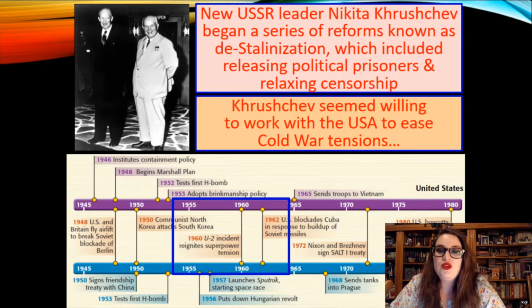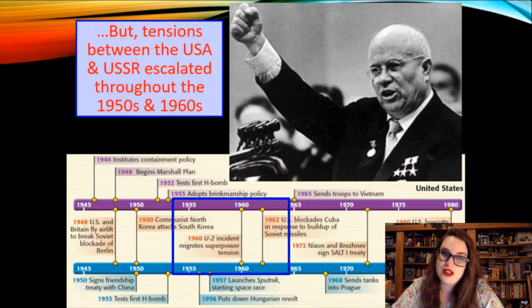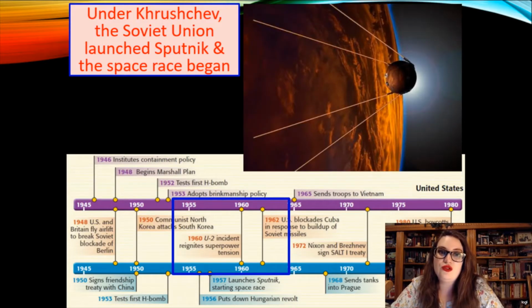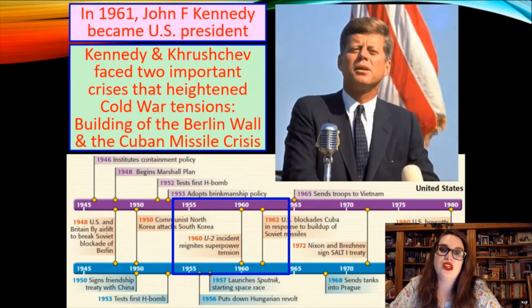Khrushchev seemed willing to work with the USA to ease Cold War tensions. However, tensions between the USA and Soviet Union escalated throughout the 50s and 60s. Under Khrushchev, the Soviet Union launched Sputnik and then the space race began. The creation of ICBMs, which are the missiles, led to the stockpiling of nuclear weapons during the arms race. In 1961, JFK, John F. Kennedy, became the United States president.